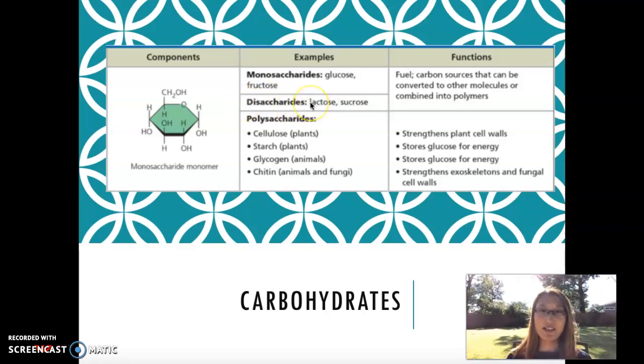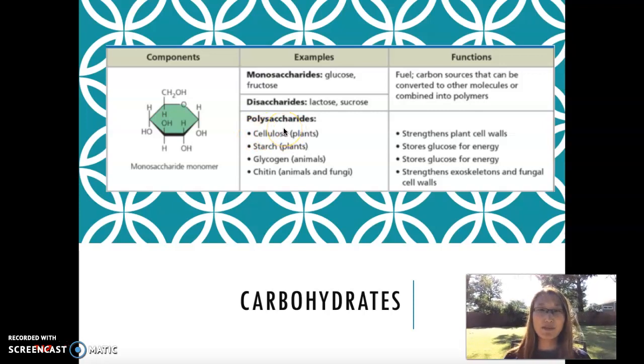There are two examples of disaccharides over here. We have lactose and sucrose. Polysaccharides is when you have more than two carbohydrate monomers linked together. So if you have a lot of monomers being linked together, you will call that a polysaccharide. So these are some examples of polysaccharides.